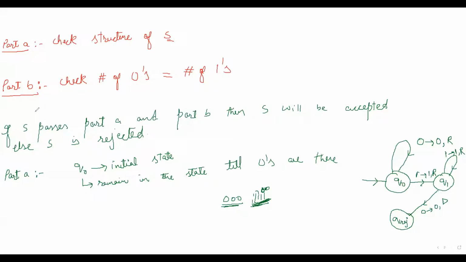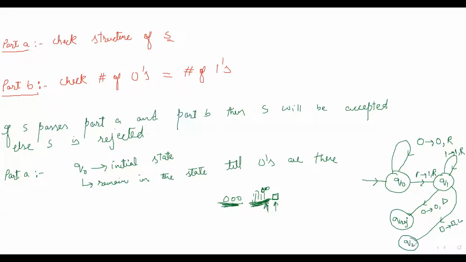Now, if the case is like this, we have zeros and then we have ones, and then there comes a blank. Blank means that the string has completed. So if blank has come here, I will rewrite blank. I won't change anything and I will move left. So I was here, now I am here. Now I am in this state, Q2 state.